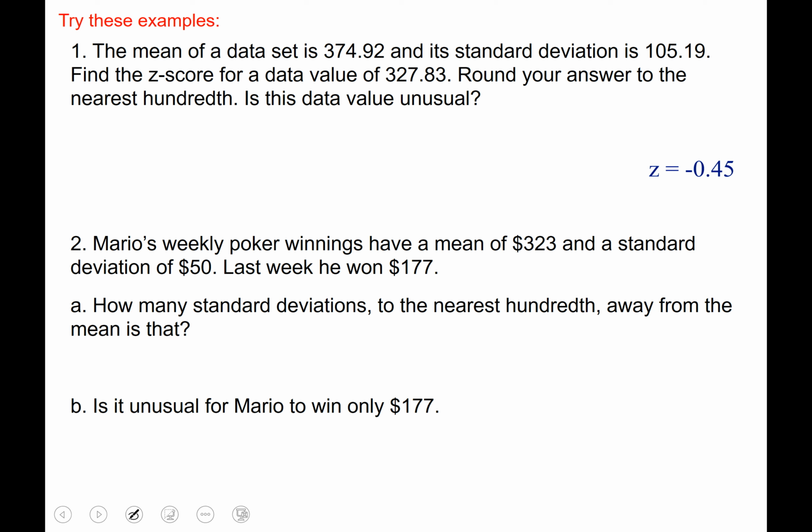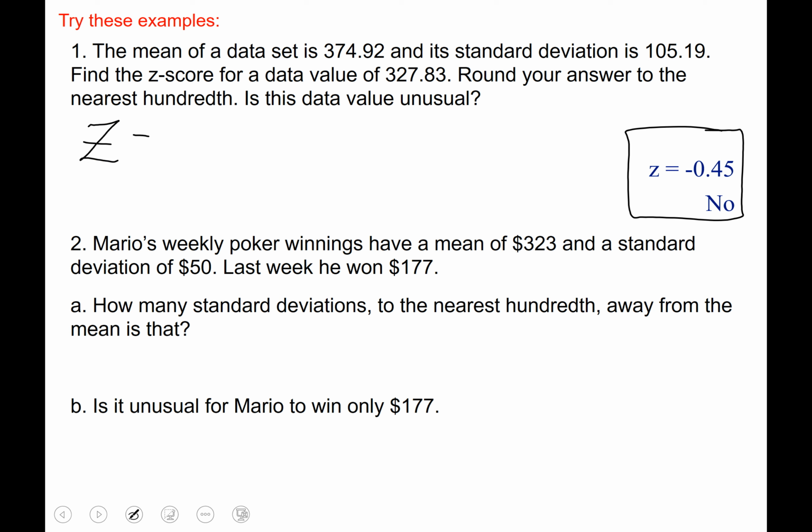For the first one, if you got a z-score of -0.45, you got it right. Good job. And that z-score would mean, is the data value unusual? And the answer is no. So if you put -0.45 and no, then you got it right. Nice job. If you did not get that, let's check our work.